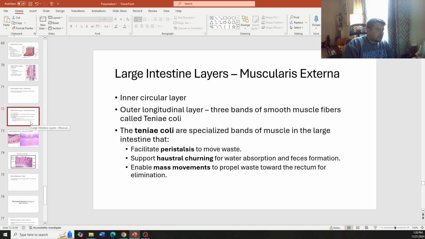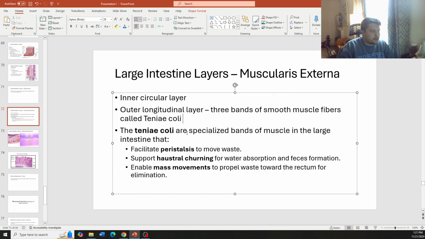Now, the muscularis externa, we actually have an inner circular layer. We have an outer longitudinal layer, and then we have the taeniae coli. The job of these taeniae coli is that they facilitate the peristalsis.